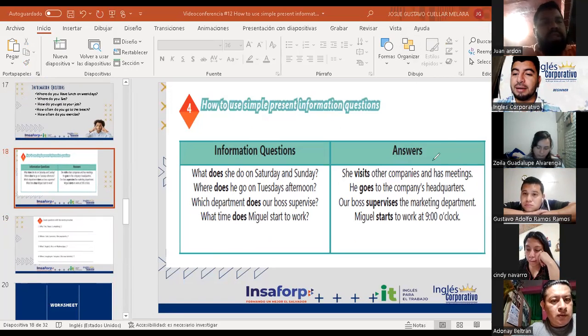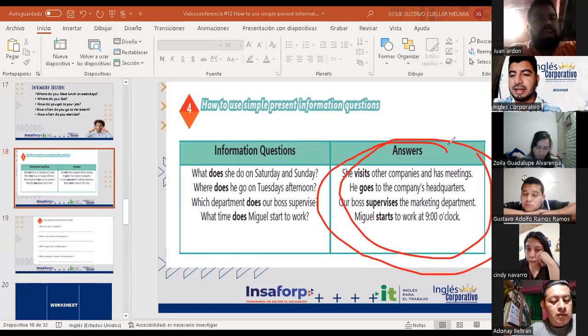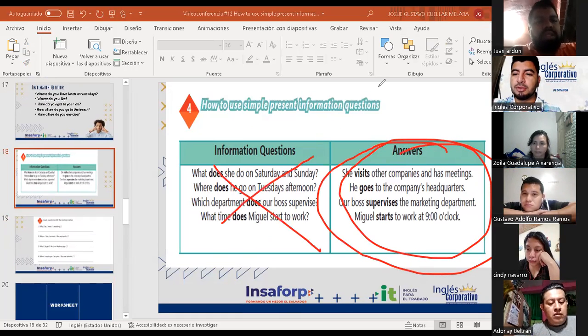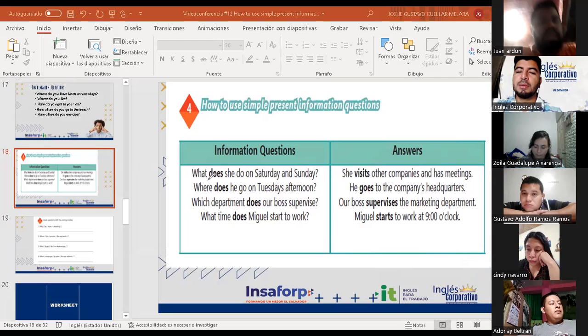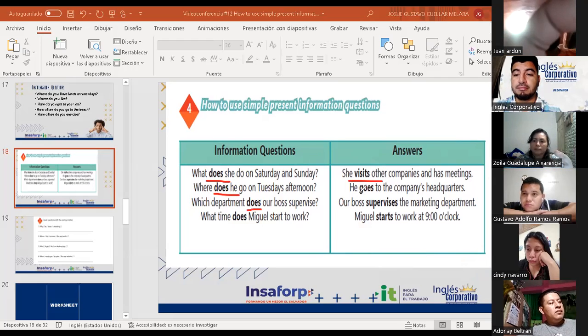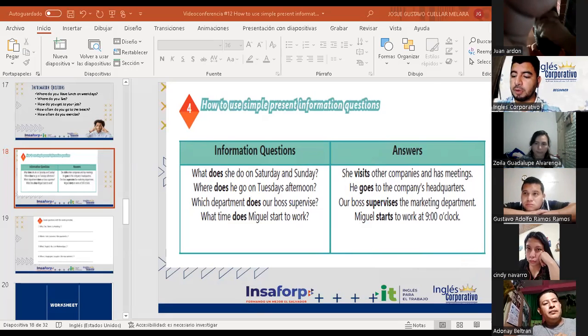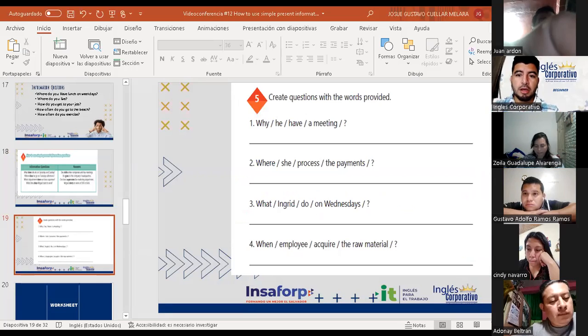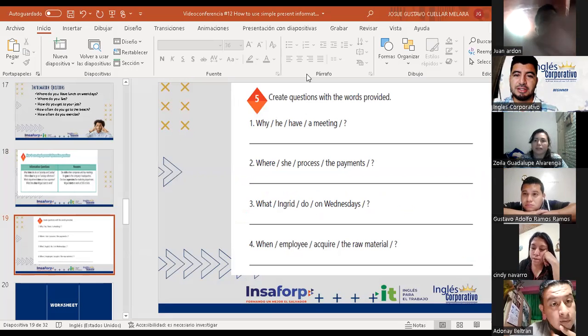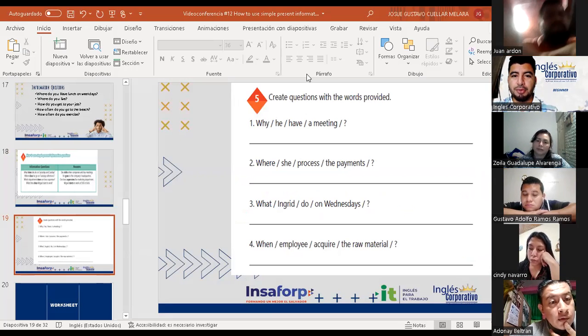La S solo se la agregamos acá, ¿ve? En este lado no le agregamos S. ¿Por qué no le agregamos S? Porque ya tenemos el auxiliar. En cambio, aquí no tenemos auxiliar. Por eso le agregamos S a los verbos en tercera persona. ¿Ok? So. Volunteers. Está fácil. Bastante fácil. ¿Ok? So, let's see. ¿Algún alma pura?